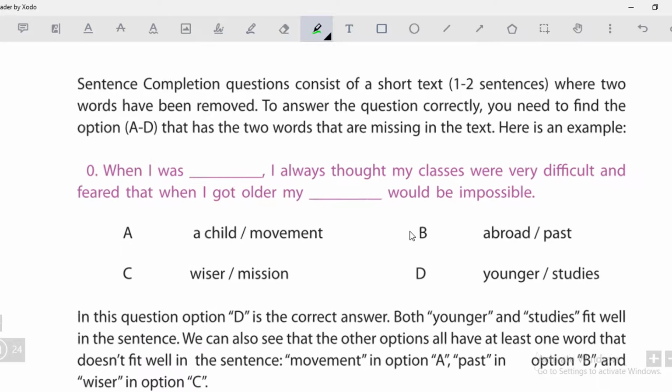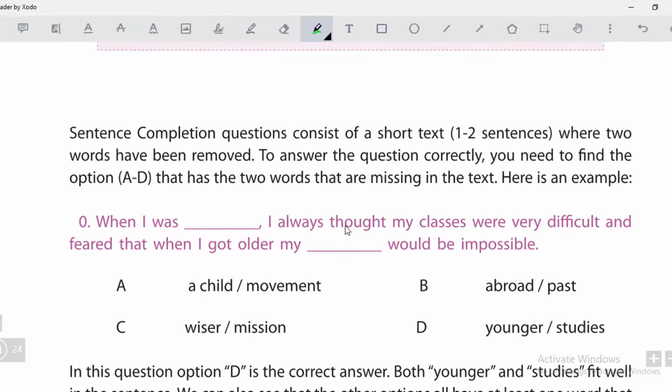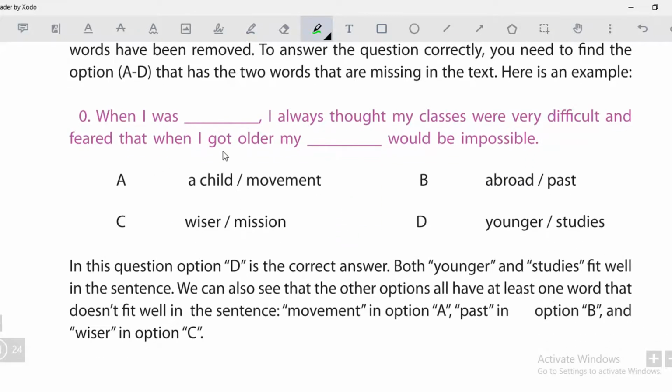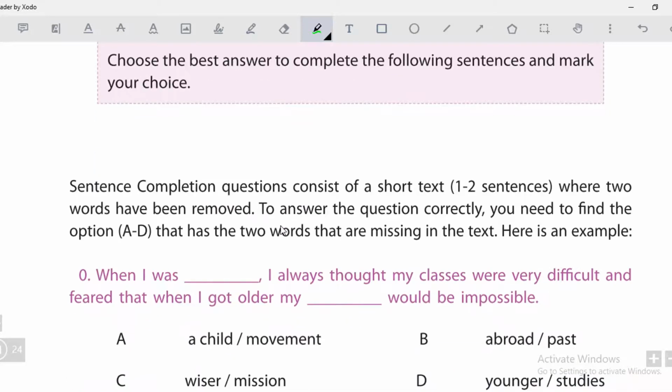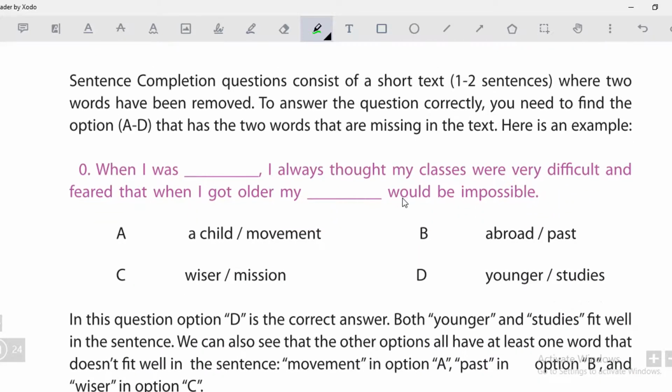Okay, you can also have a PDF copy of this. For sentence completion, you have a space, and you will search for the two words that fit here.